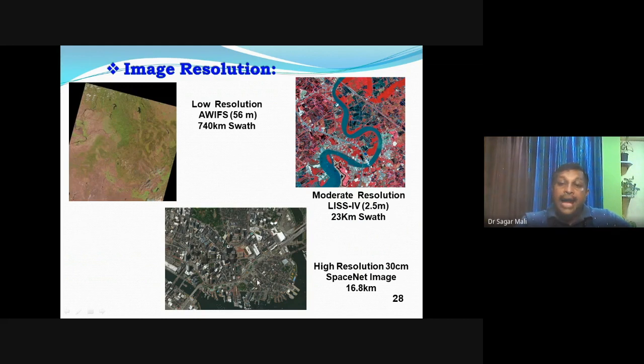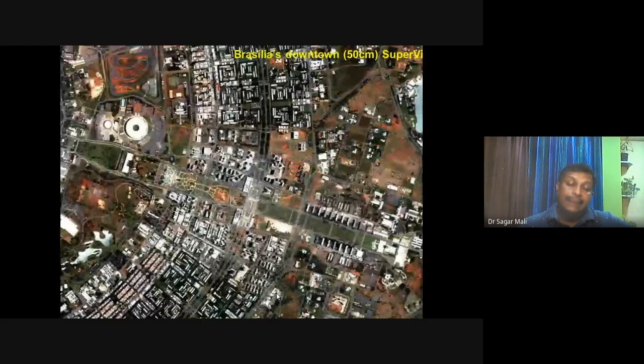The third one is a high resolution. The resolution is 30 centimeter. This high resolution imagery we can use for urban planning, macro level planning. Okay, so this is how resolution is a very important component of remote sensing.